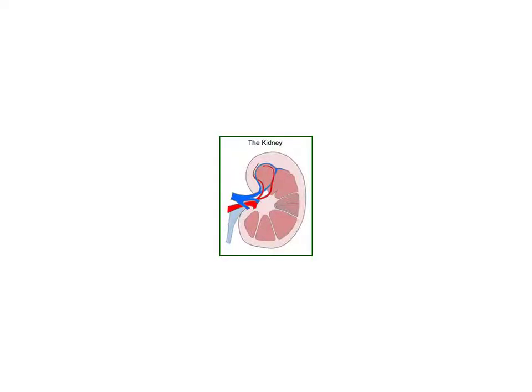This video is going to describe the structure and function of the kidney. So here we have a kidney cut in half, and in red there we have the renal artery bringing blood into the kidney, and you've also got the renal vein in blue, which is taking blood away from the kidney.